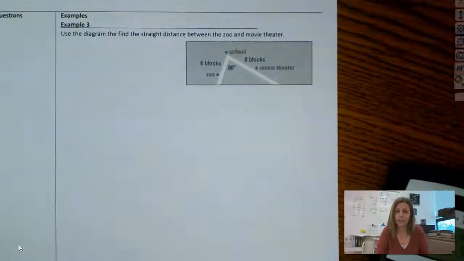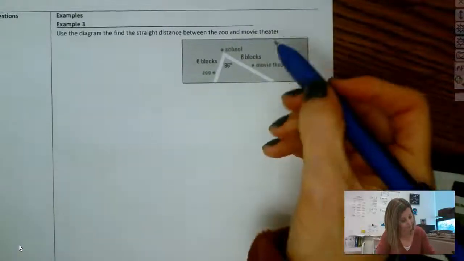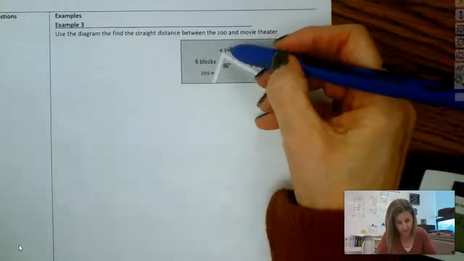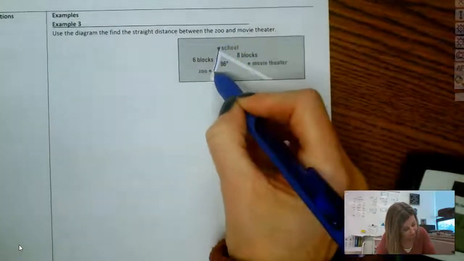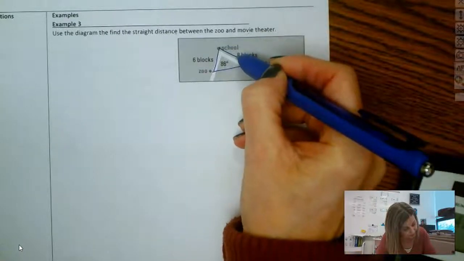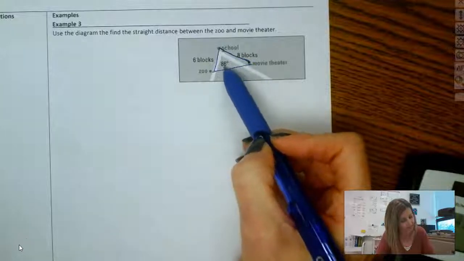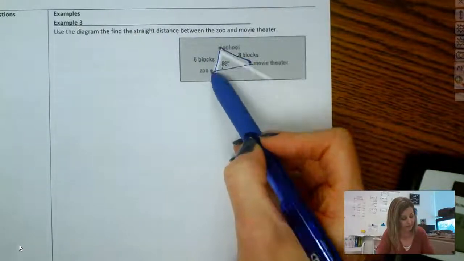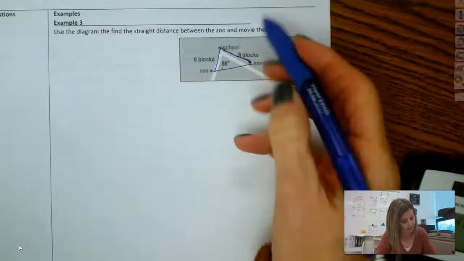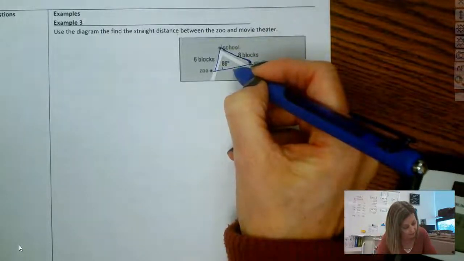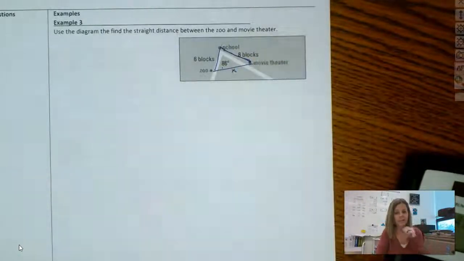All right, use the diagram to find the straight distance between the zoo and the movie theater. So actually let's make a triangle here, zoo to movie theater. And so I've actually got some stuff labeled. So it looks like 8 blocks is this, 86 is this angle. We've got 6. And that's it. So let's put maybe, well, I guess I'll start with an X.